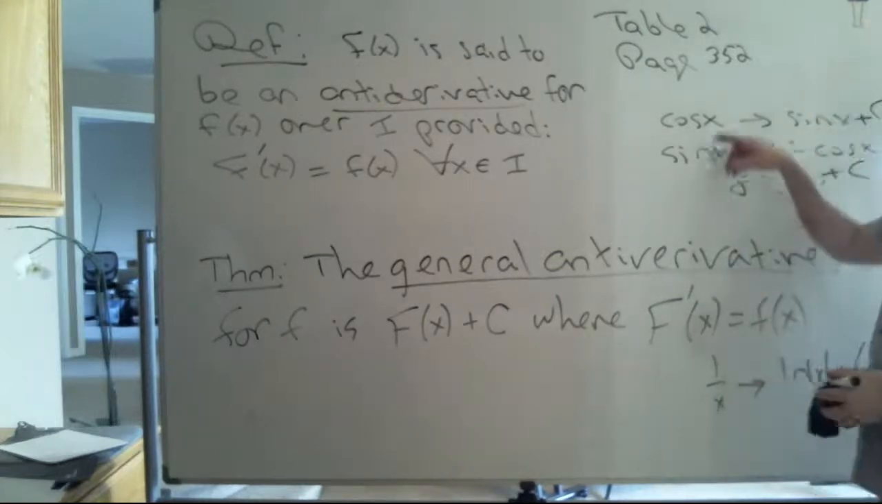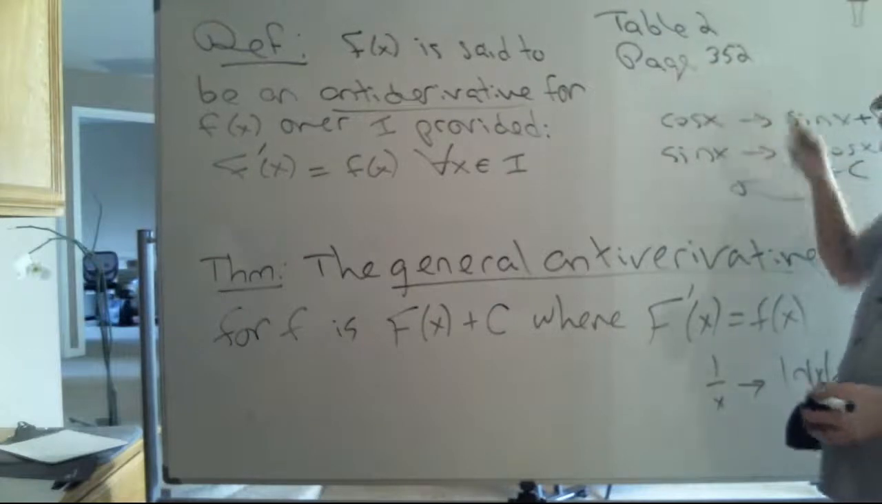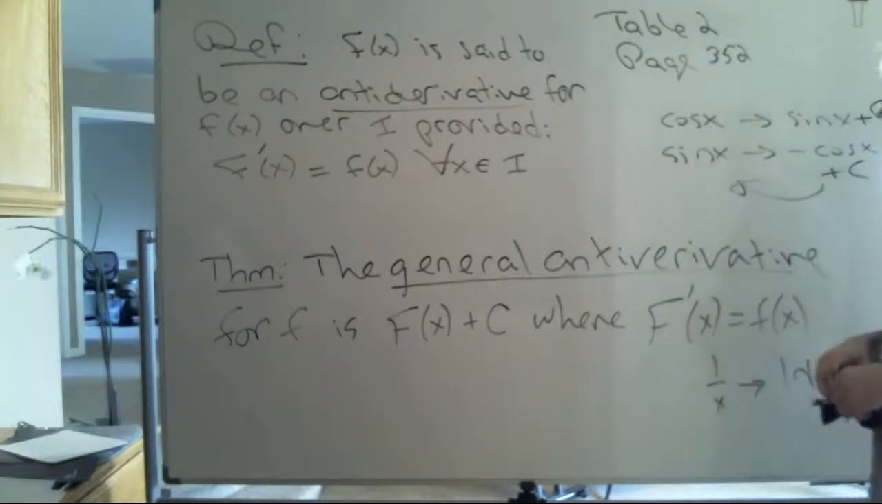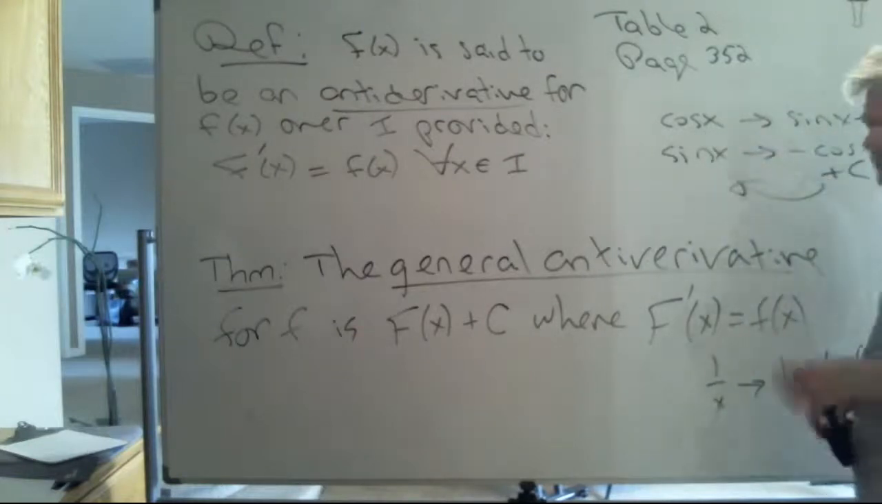So I will leave it to you to take a peek at table 2 on page 352 of your text. Look at that table of antiderivatives. They're really easy to check, because you just go on the right-hand side, differentiate, and see what you get on the left-hand side, if that's the order they're in.